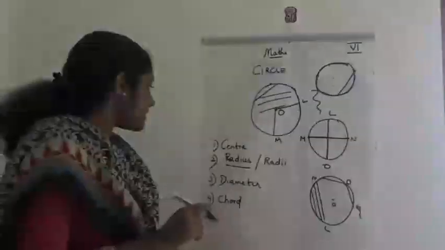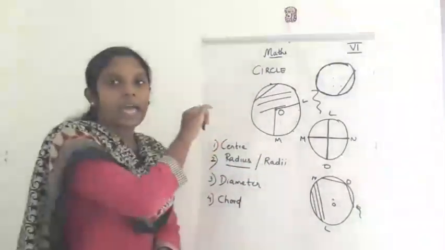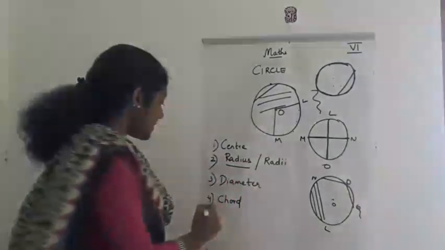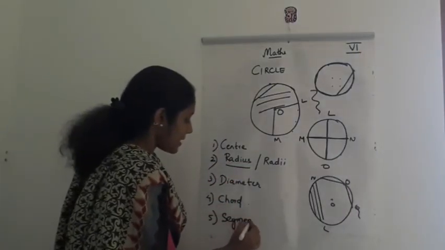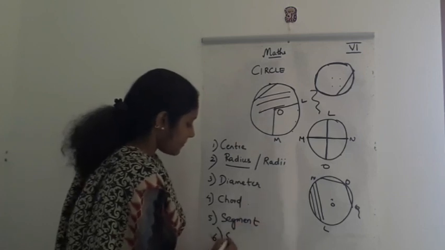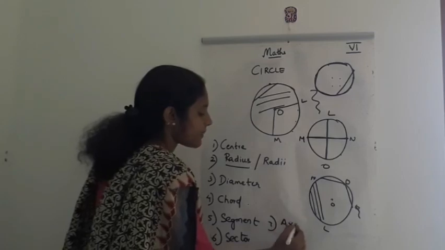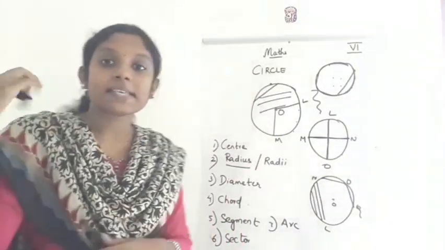Okay. So these are the four terms: radius or radii, diameter, chord and center of the circle. Now the next terms we are going to learn are segment, sector, arc. Okay, segment, sector and arc. So first we are going to learn what is an arc.